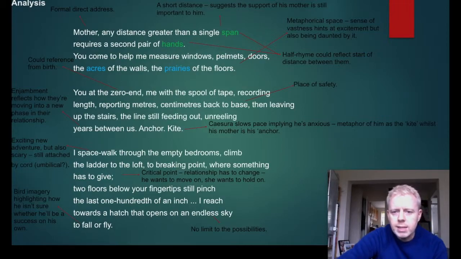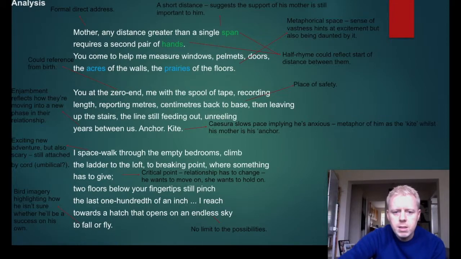Acres and prairies, vast space, a metaphorical space, not real, felt. Sense of vastness hints at excitement, but also being daunted by it. He's about to embark on a new adventure, moving into his own home, independent for the first time. It's quite a big step.